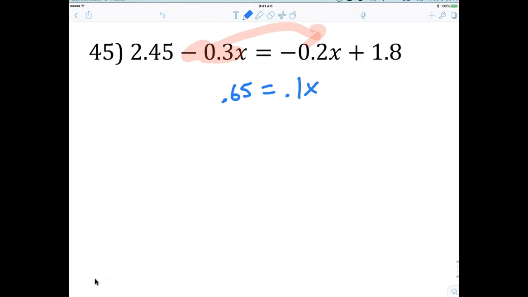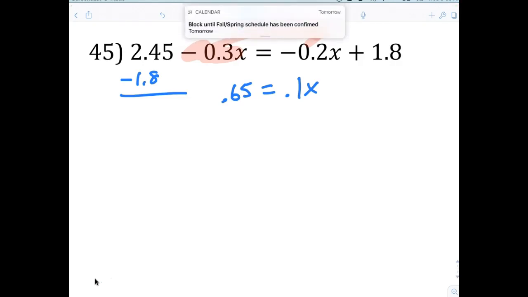Okay, so I'm doing minus 1.8, right? Instead of coming over here and borrowing and doing all that stuff, I'm just counting up. From 1.8 to 2 is 0.2, right? And from 2 to 2.45 is 0.45. So 0.2 plus 0.45 is 0.65. That's what we're doing. All right. Now I'm dividing by 0.1. So let's review that. X equals 0.65 divided by 0.1.